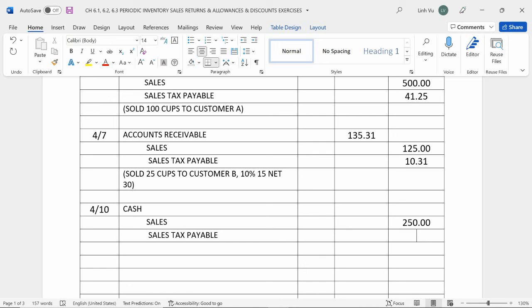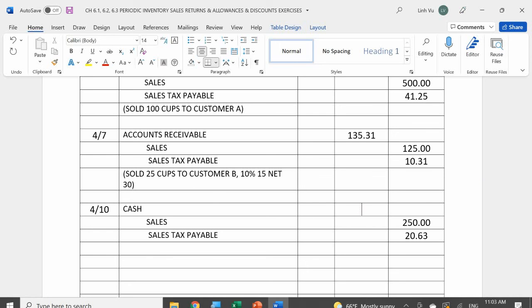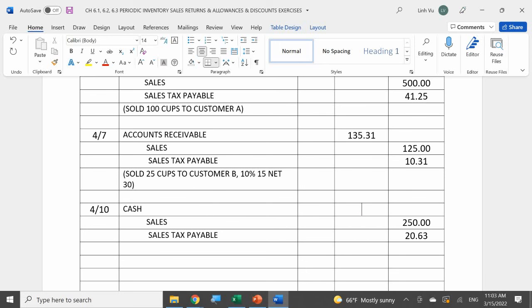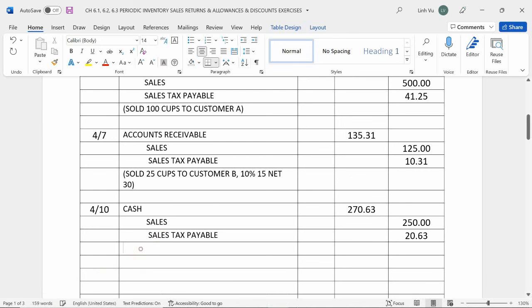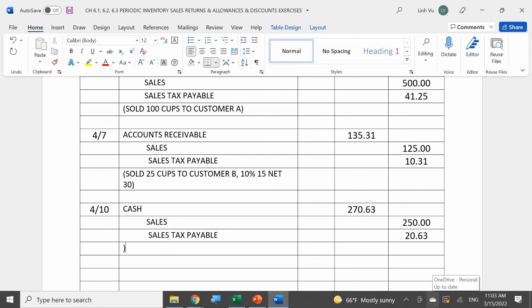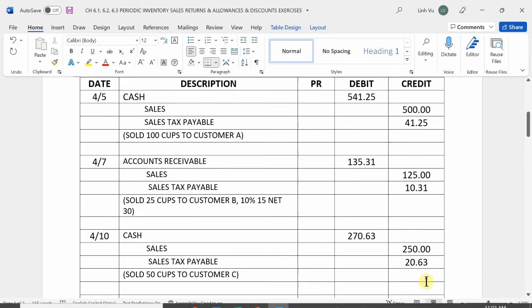$250. Okay? And how much tax am I going to be collecting? $20.63. Good. So in grand total, how much cash should I receive? $270.63. And I'm going to make a note here. Sold 50 cups to customer C.